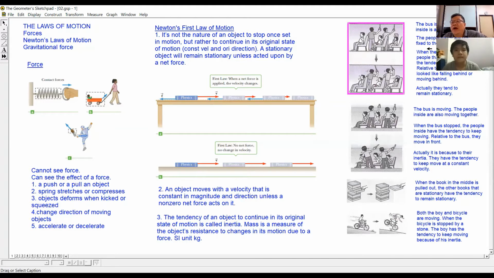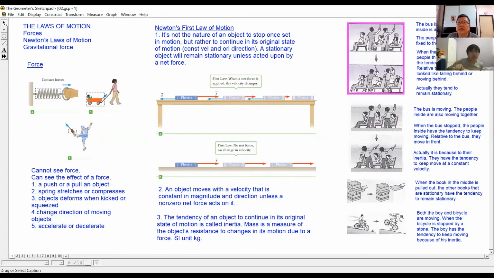Now, when the stationary bus starts to move, the tendency of the people inside the bus is to remain stationary. There is nobody asking them to move. So these stationary people will remain stationary inside the bus. When the bus moves forward and they remain stationary, it appears that these people are moving backwards. But actually they are not moving backward. They are trying to maintain their stationary state.